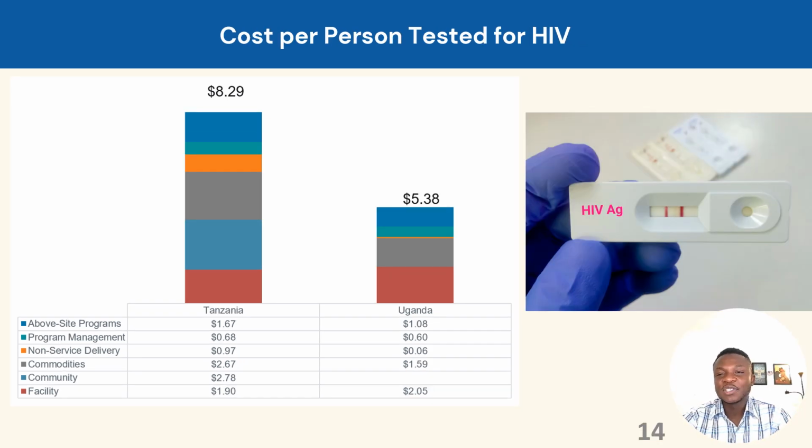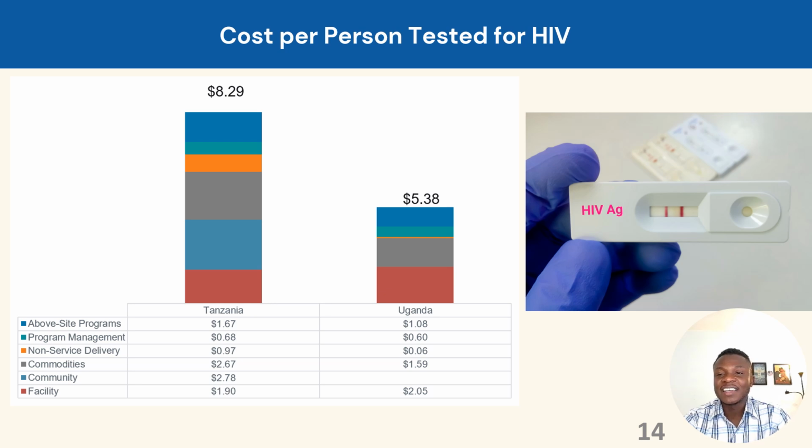The following figure shows the cost of HIV testing in both Tanzania and Uganda. The figure shows that the unit cost varies from $5.38 in Uganda to $8.29 in Tanzania. The largest cost incurred was for commodities, which is largely the HIV test kits. This is followed by the facility level cost.